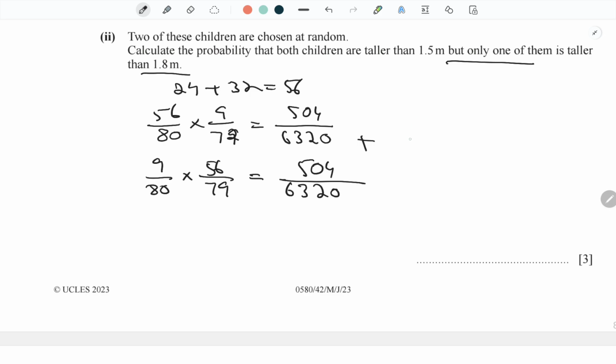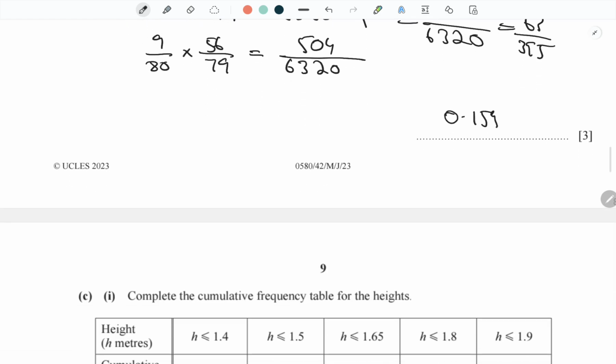Okay, when we add them together, it equals 1008 over 6320. We take the LCM, so 6320 is the same. Now we cancel out, so that equals 63 over 395. That means 63 over 395, when we divide this, we get 0.159. Okay, so this is the answer of this question.